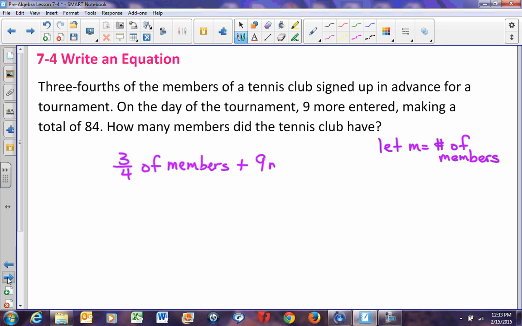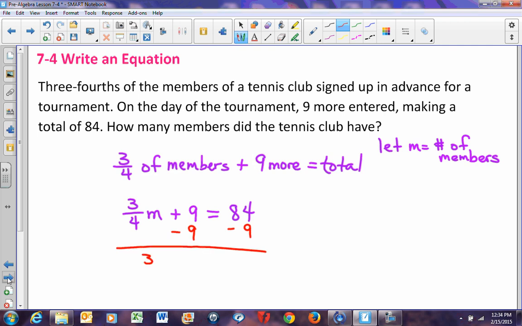So 3/4 of the members plus 9 more equal the total for the tournament. Okay, that's basically what we're looking for. So 3/4 of the members, since we do not know how many members we had, that becomes 3/4 m, plus 9 more people entered on the day of the event, and that brought the grand total up to 84. So there's our equation. 3/4 m plus 9 equals 84. Multiply both sides of this equation. Wait, don't multiply. We have to undo addition or subtraction first. So I should subtract the 9 first.